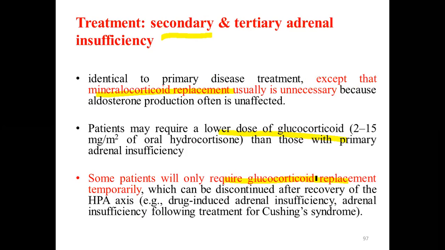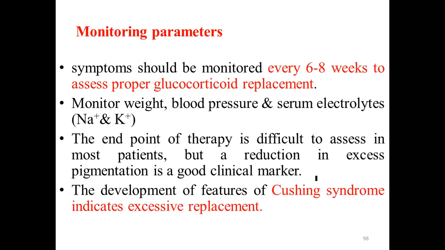The patient already has drug-induced insufficiency, so you start the medication. Then, when the HPA axis is restored, we discontinue slowly. That is the difference: we don't need mineralocorticoid replacement therapy, lower doses are required, and sometimes lifelong glucocorticoid replacement therapy might not be required. One typical example is drug-induced adrenal insufficiency.